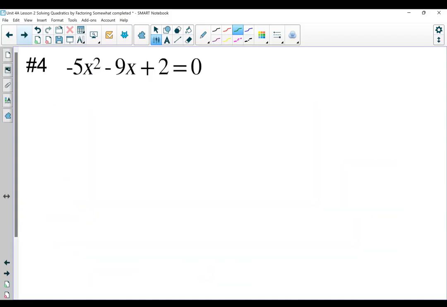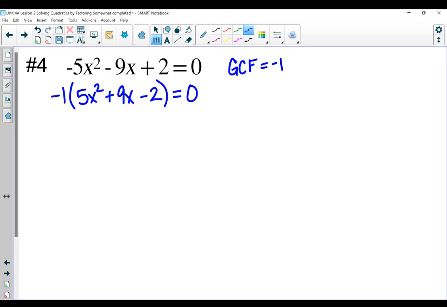We have one more example to go over. This one is already set equal to 0. But like I said before, I really don't like working with an x squared that's negative. So I'm going to take a GCF of negative 1 out to fix that situation. Negative 1, 5x squared plus 9x minus 2 is equal to 0.